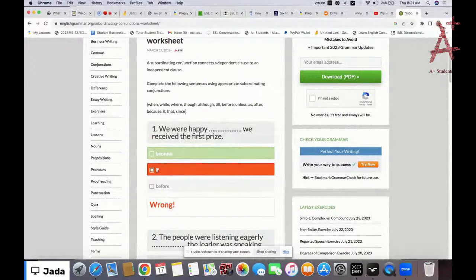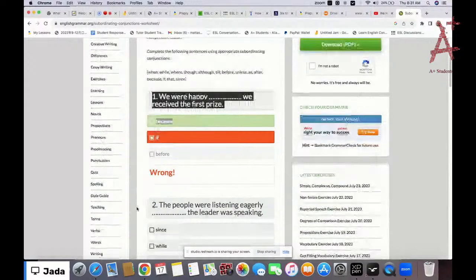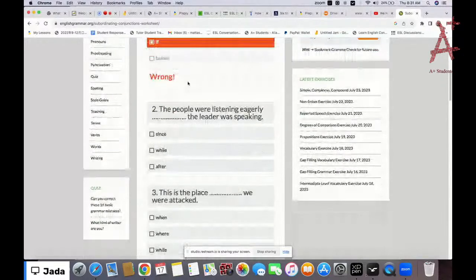We were happy because we received the first prize. So it's not possible to say we were happy if we received the first prize. This is just a worksheet to refresh your memory and maybe let you answer the questions. The next one is: the people were listening eagerly, dash, the leader was speaking. So if you know the answer, please just leave your answer in the chat so we can click and move on.